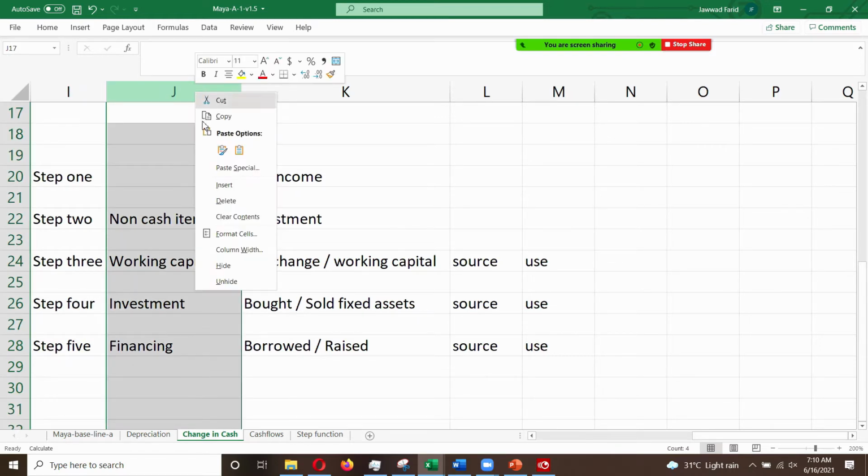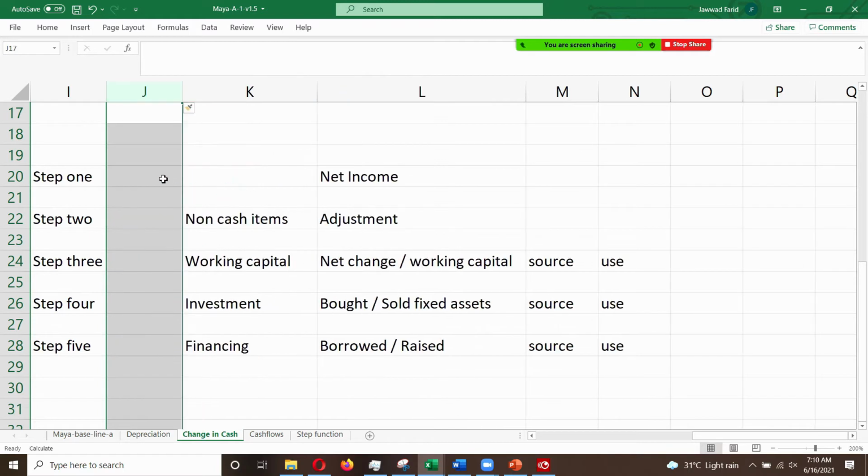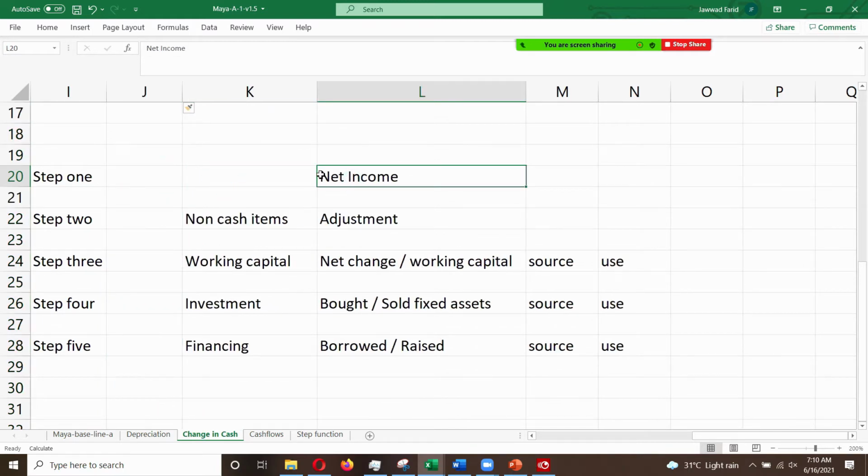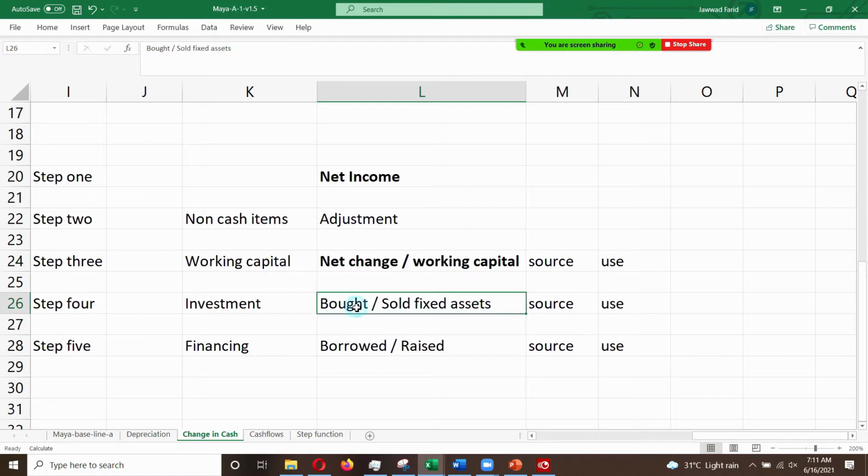Now in Maya's case, in the example that we have, so this exists. So let's bold this. There are no non-cash items, so we will not use this. This exists because yes, of course, there is some change in working capital. For the time being, we are not buying and selling anything. And for the time being, we're not borrowing debt and we're not raising equity, right? So that's the starting point for our conversation.